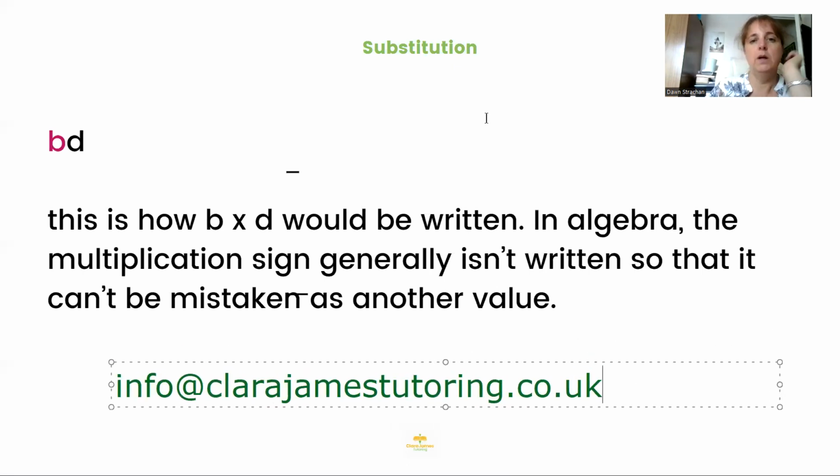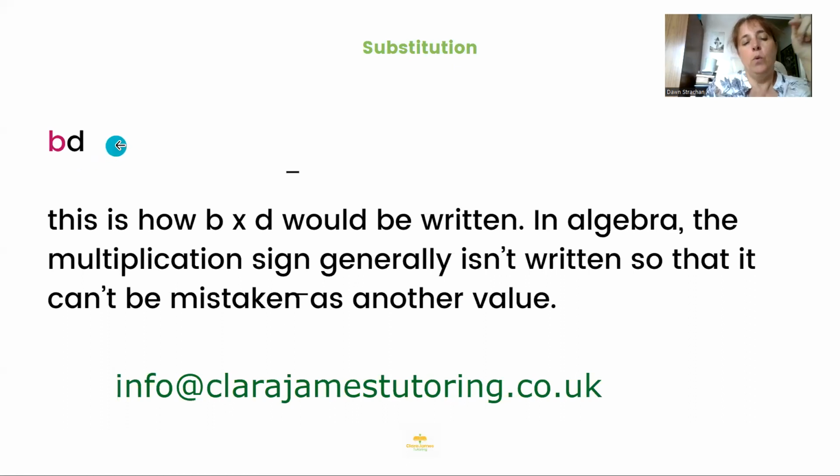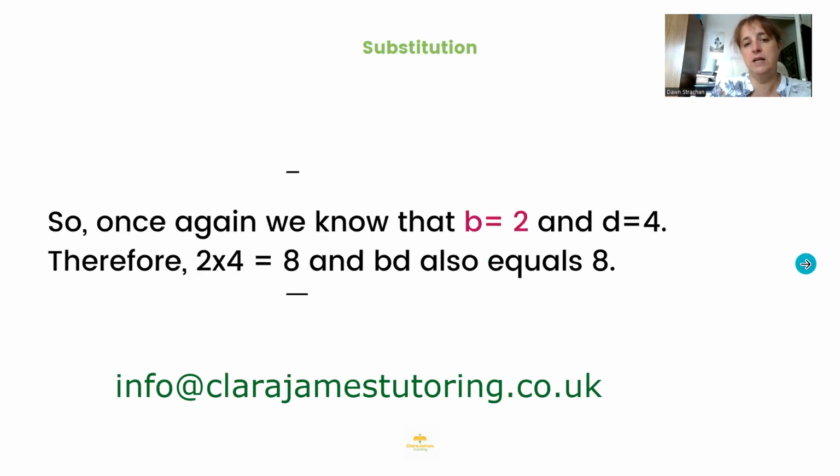For this next one, we've got BD. Oh, what's that? That's something new. What it is is B times D. In algebra, they don't normally write the times sign because it can be mistaken for another value. It could look like B times X times D, which is why they'll just write it as BD. So it's nothing more complicated than that. It literally just means B times D.